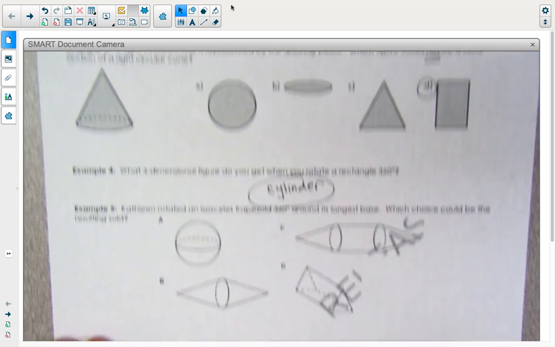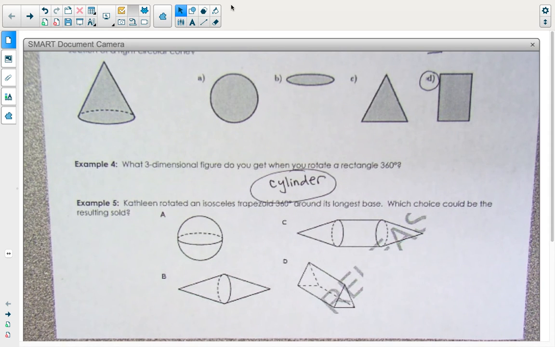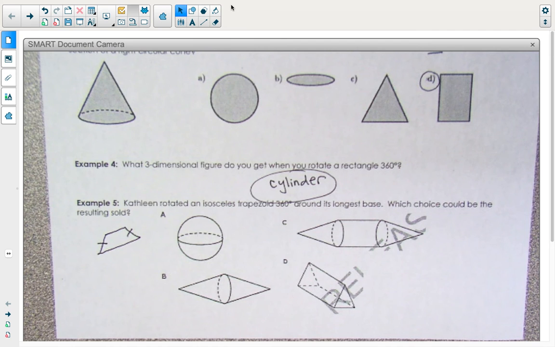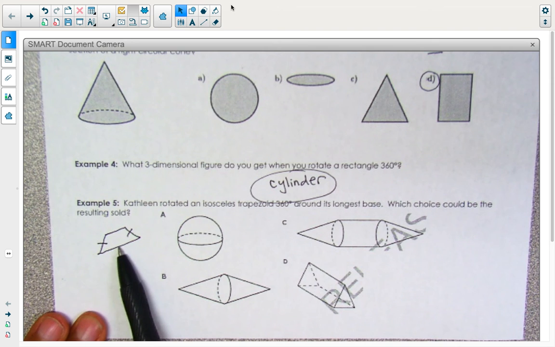And last but not least, example 5. Kathleen rotated an isosceles trapezoid 360 degrees around the longest base. Which choice could be the resulting solid? An isosceles trapezoid. Isosceles means that two sides are the same. So this is a trapezoid and it's isosceles because my two legs there are the same. We're going to rotate this 360 degrees around the longest base. This is the longest base, so I'm rotating around that right there. Which choice could be the resulting solid?